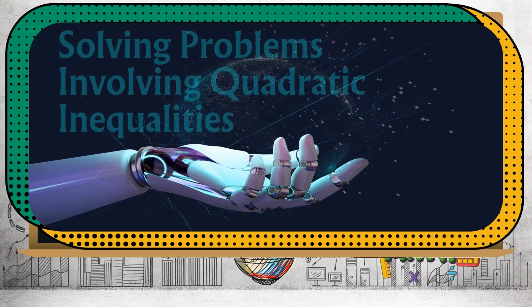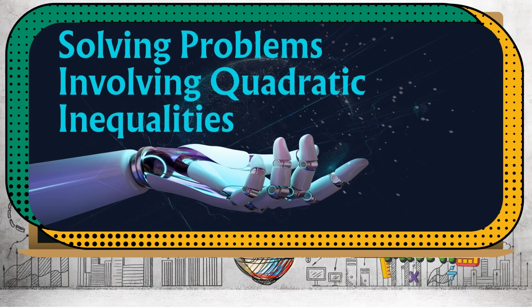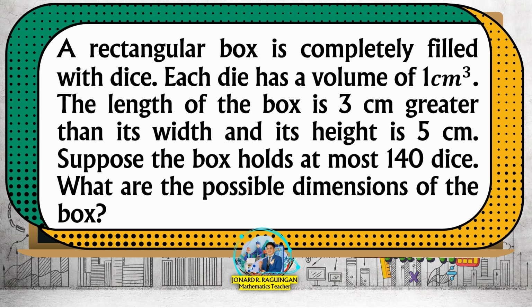Alright, let's go through this problem carefully, using the concept of inequalities. A rectangular box is completely filled with dice. Each die has a volume of 1 cubic centimeter. The length of the box is 3 centimeters greater than its width, and its height is 5 centimeters. Suppose the box holds at most 140 dice. What are the possible dimensions of the box?